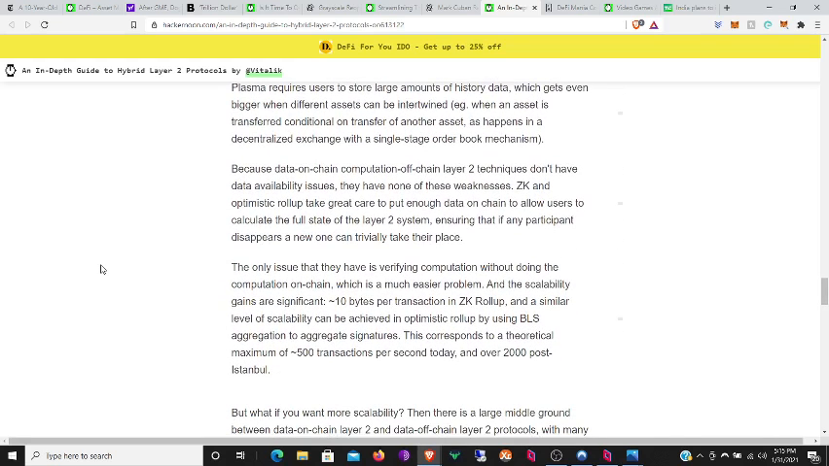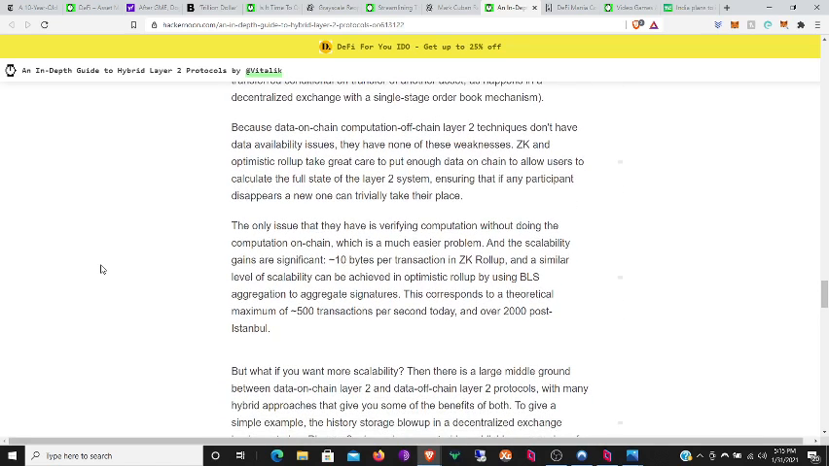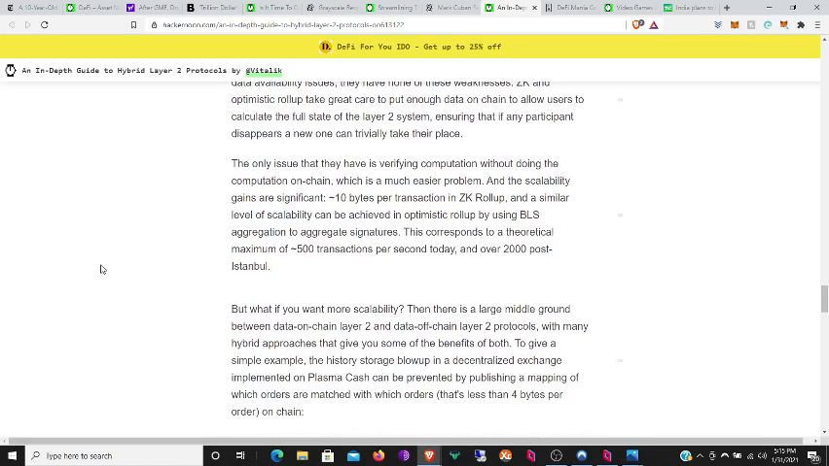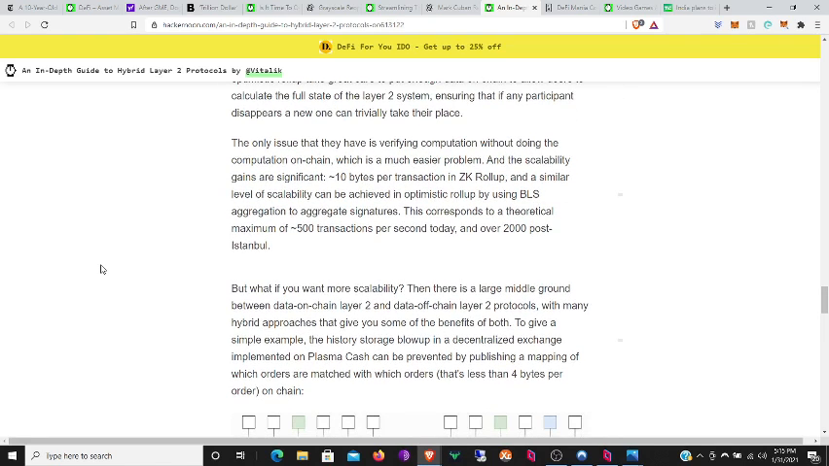Because data on-chain, computation off-chain layer 2 techniques don't have data availability issues, they have none of these weaknesses. ZK and optimistic rollup take great care to put enough data on-chain to allow users to calculate the full state of the layer 2 system, ensuring that if any participant disappears, a new one can trivially take their place. The only issue that they have is verifying computation without doing the computation on chain, which is a much easier problem. And the scalability gains are significant.